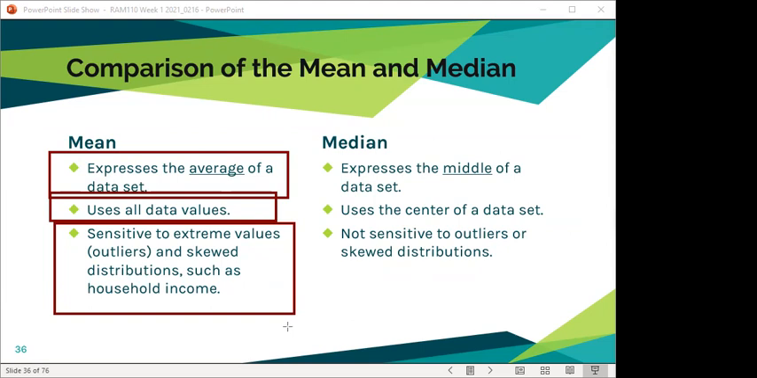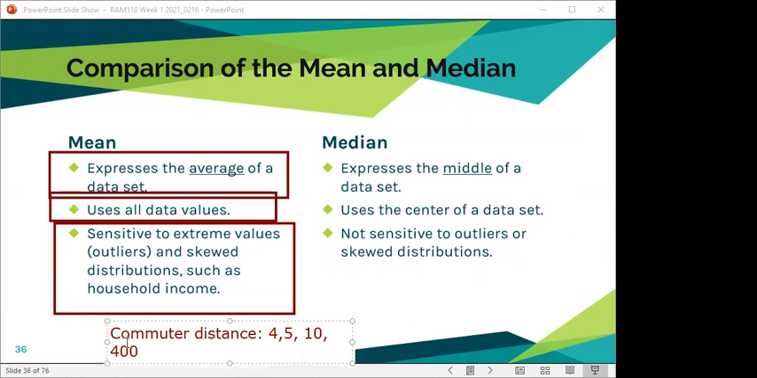Well, imagine if we had a commuter distance to work and we had distances like, let me get some distances in here. All right, so commuter distance, and we had 5, 4, 5, 10, and then somebody drives 400 miles to work. Think of what would happen if you're calculating an average, how that 400 miles plays a role in that commuter distance. It's going to really increase the average because it uses all the data values. So the mean is sensitive to extreme values, or what's called skewed data sets, which we'll get into a little later.